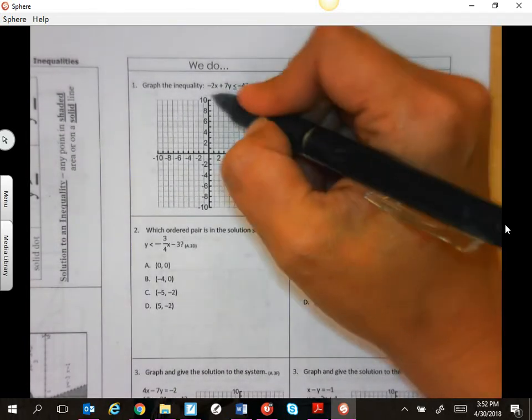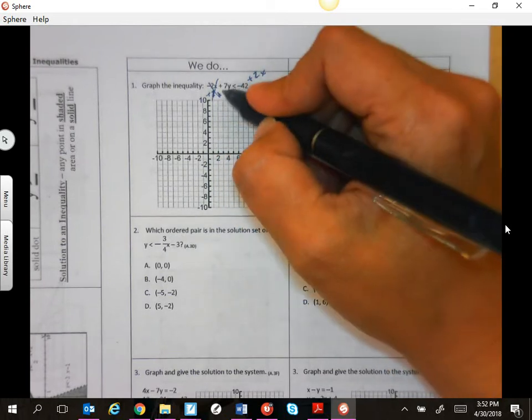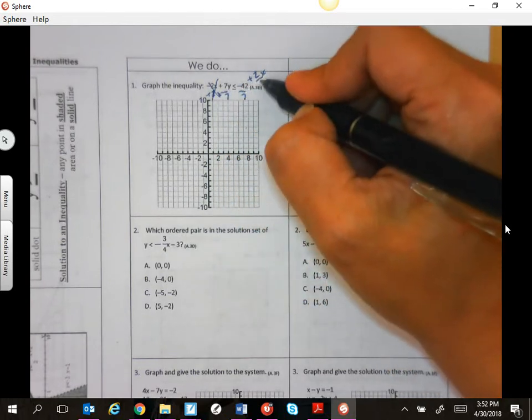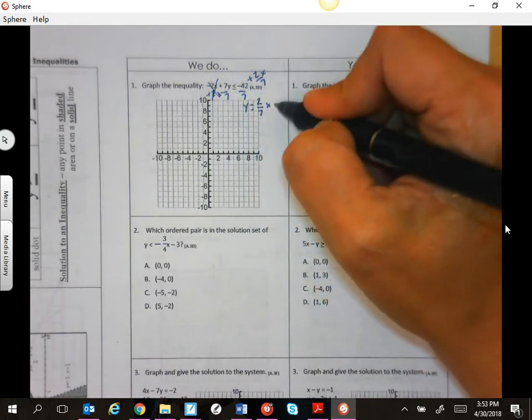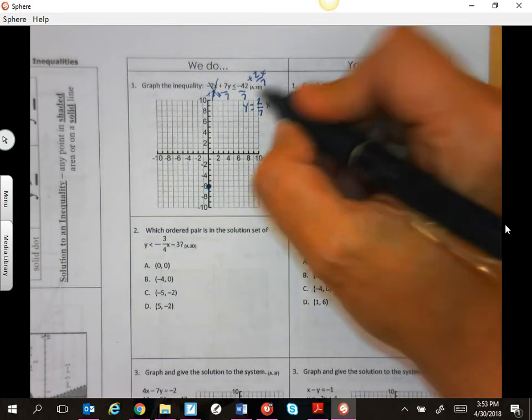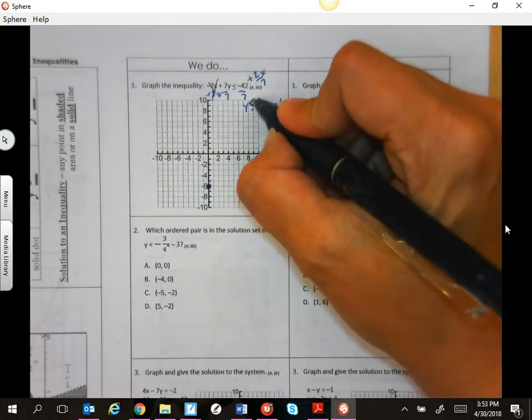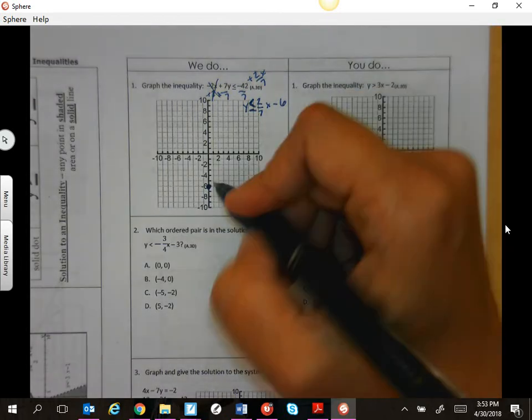So we're going to add 2x. This is on our paper on category 1. We're going to divide everything by 7. So we get y equals 2 over 7x. A negative divided by a positive is a negative. So my b is negative 6. Oh, I'm sorry, it's not equals. This is an inequality. Remember, we flip the inequality if we divide by a negative. I divided by a positive, so I'm good.